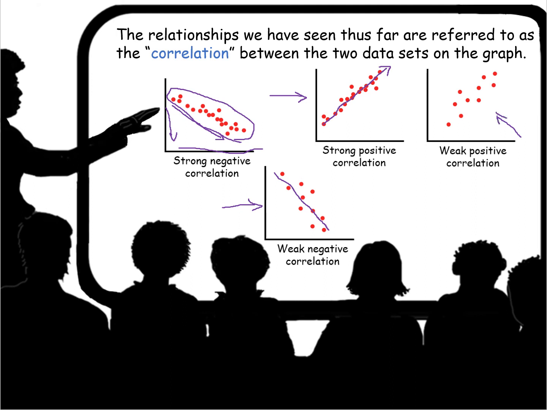Now when I look at the weak positive correlation scatter plot, you can see that there is a positive relationship here. We do have a line that's going in the positive direction. X increases, y increases at the same time. But a lot of the points are not very close to the line. They're pretty far apart. So it's more of a weak positive correlation for this one.